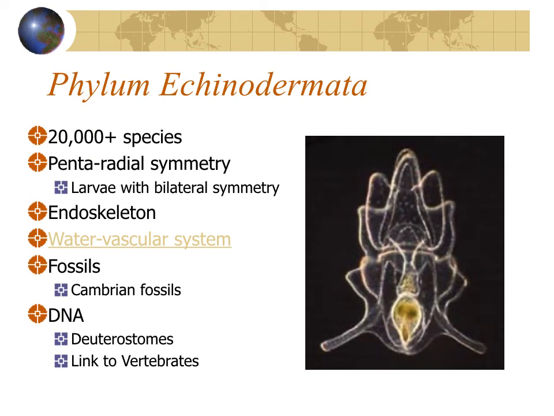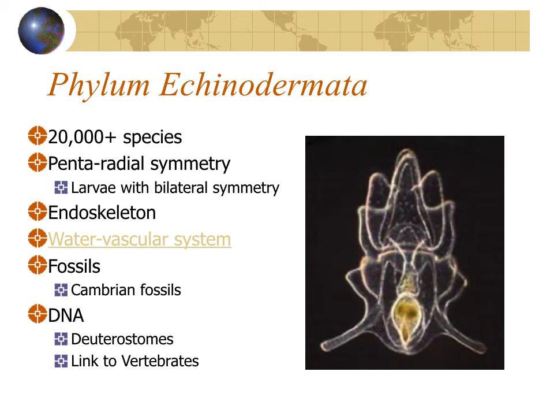These are the echinoderms, and they're really weird organisms. As adults, they have five-part or pentaradial symmetry, but their larvae have bilateral symmetry, and they have an internal or endoskeleton, and they have a hydraulic system for movement. It's called the water vascular system. These include common fossils that go all the way back to the Cambrian period, and they develop differently from the other animals like cnidarians, annelids, mollusks, and ecdysozoans.